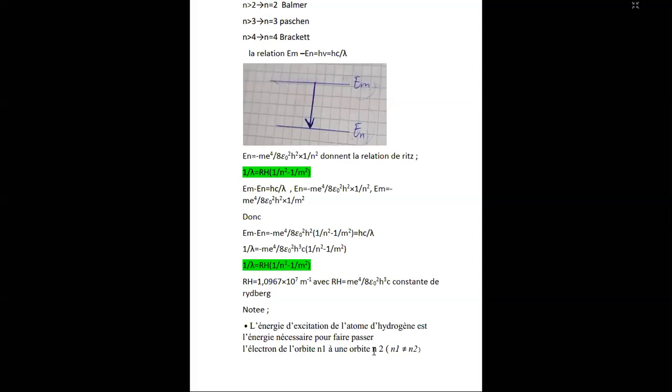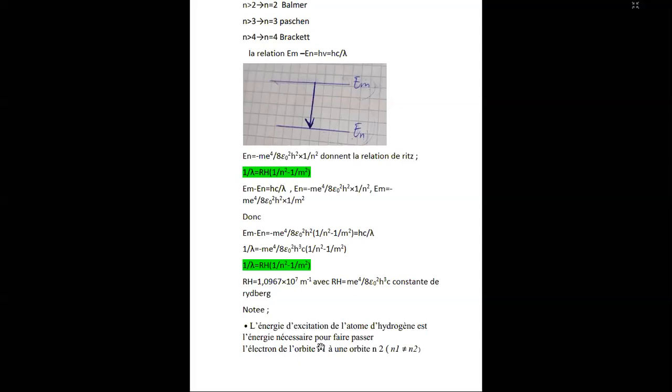So this simply means that the energy used to excite an electron, the exciting energy, is the energy which will be used to move from n1 to n2. When it is excited, it will move from n1 to n2, n1 to n3, n1 to n4, n1 to n5, until n1 to n infinity. Or you can move from n2 to n3, n2 to n4, the same thing I explained, until infinity.